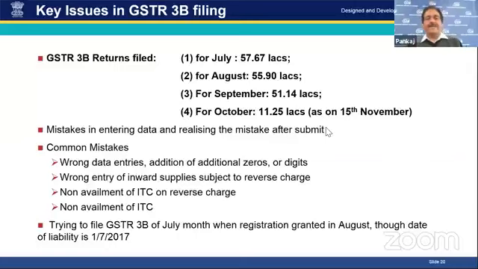Another common mistake is that the inward supplies which are subject to reverse charge are being shown under the incorrect tab. These are to be shown in the taxable supplies column, because the receiver taxpayer is liable to pay on inward supplies also, which are subject to reverse charge. So these liabilities are to be discharged in cash.